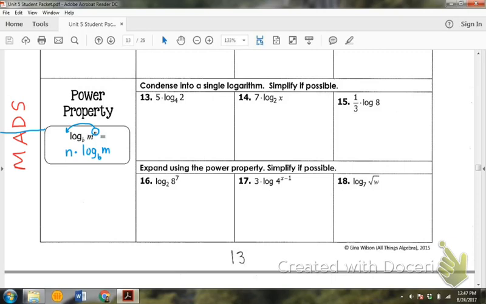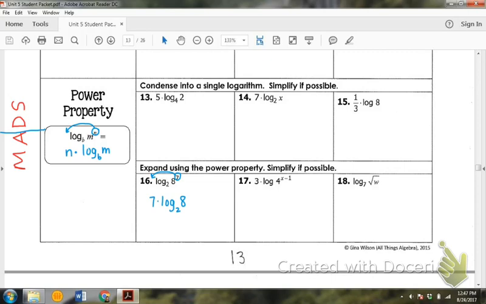Okay, so if we're looking at like number 16, okay, we have an exponent of 7. That means 7 is going to come out to the front, and it's going to be 7 times log base 2 of 8. And then we would just leave it as that.